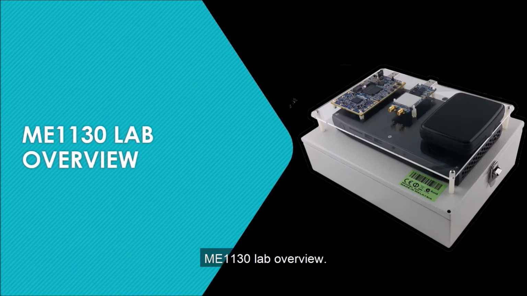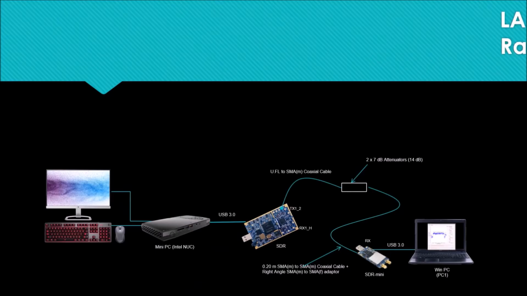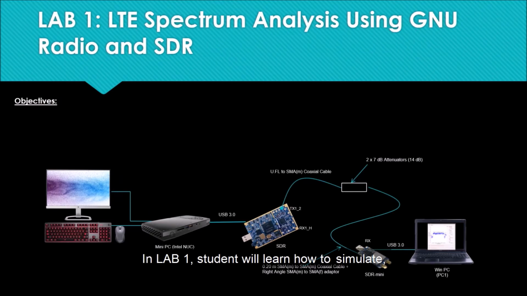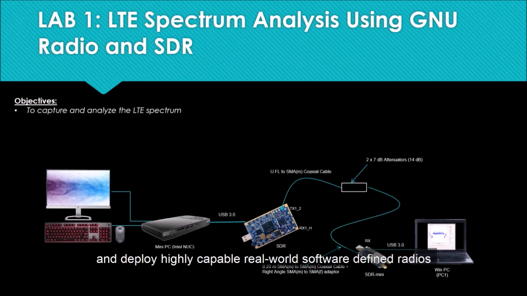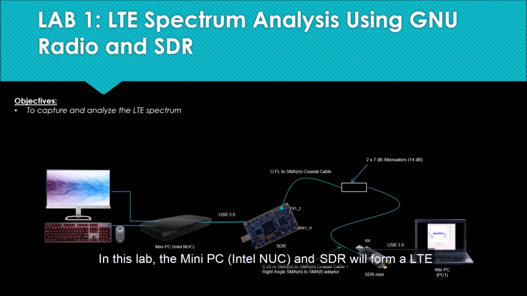ME1130 Lab Overview. In Lab 1, students will learn how to simulate and deploy highly capable real-world software-defined radios and perform LTE spectrum analysis using GNU radio and SDR. In this lab, the Mini PC, Intel NUC, and SDR will form an LTE base station so that a downlink LTE signal will be transmitted.